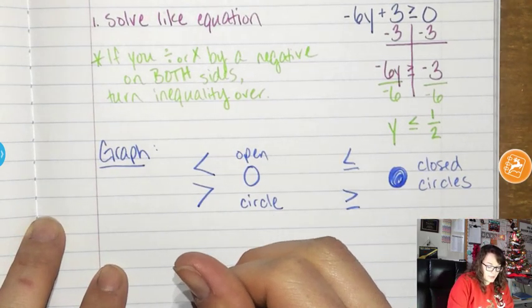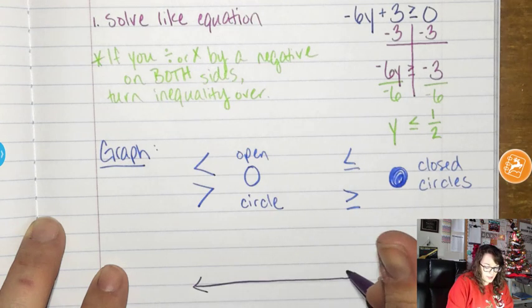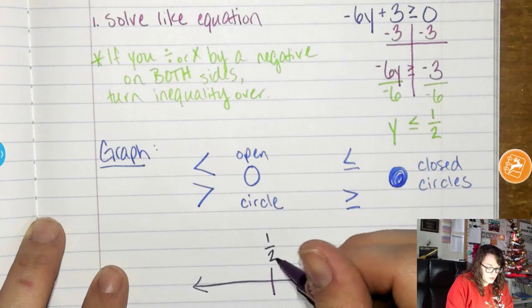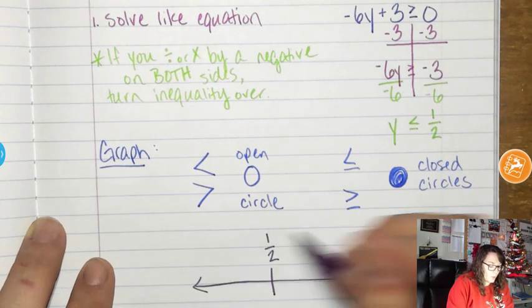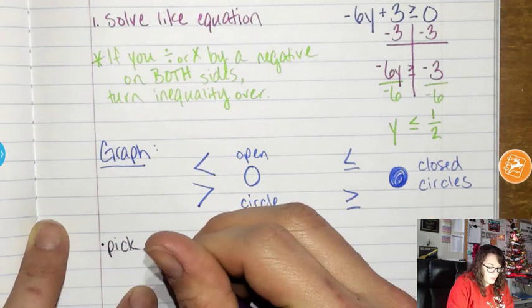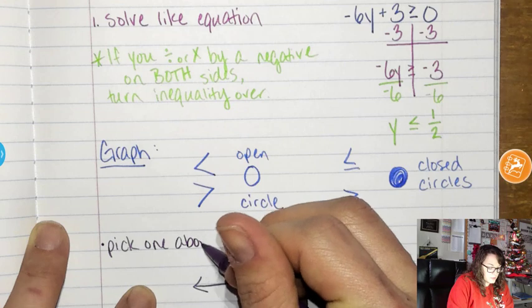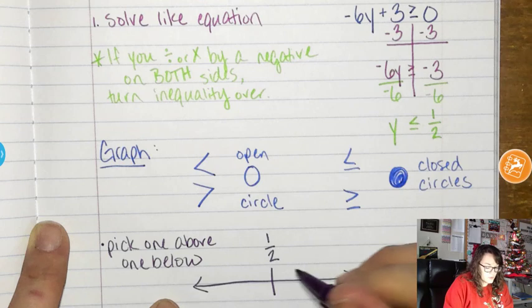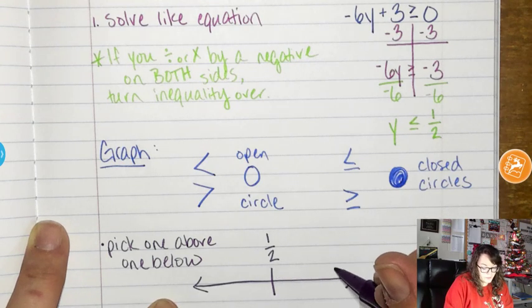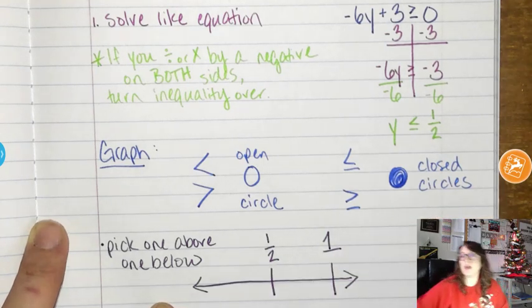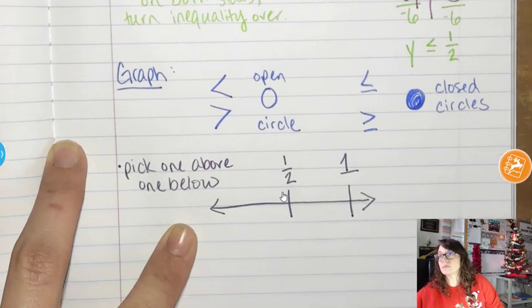Your graph does not have to be crazy. Small is fine. I usually put the answer in the middle. So this is 1/2. And then I pick one above and one below. So what's the next number up from 1/2? 1, thank you. And what's the next number down from 1/2? 0.